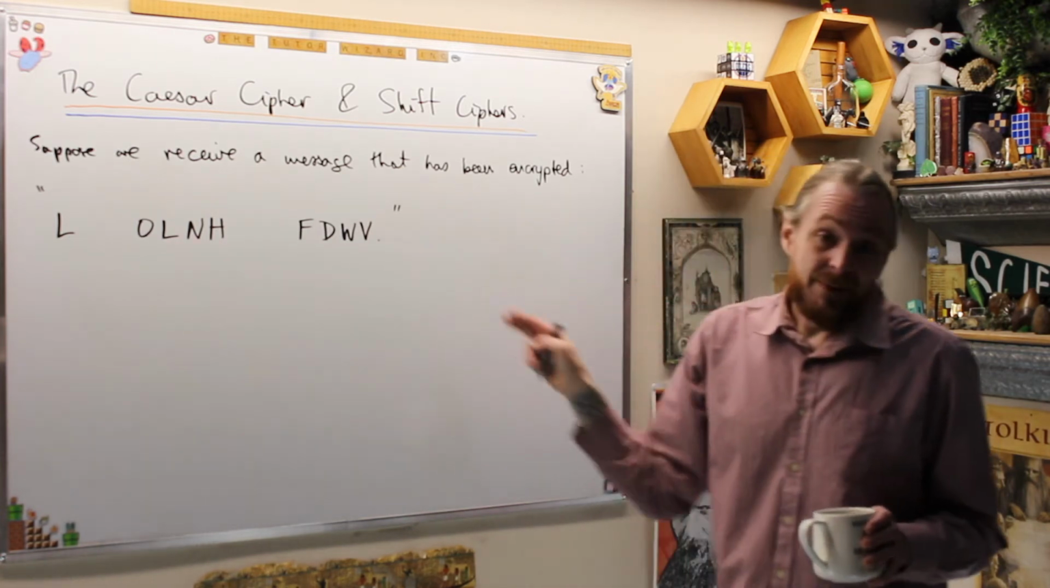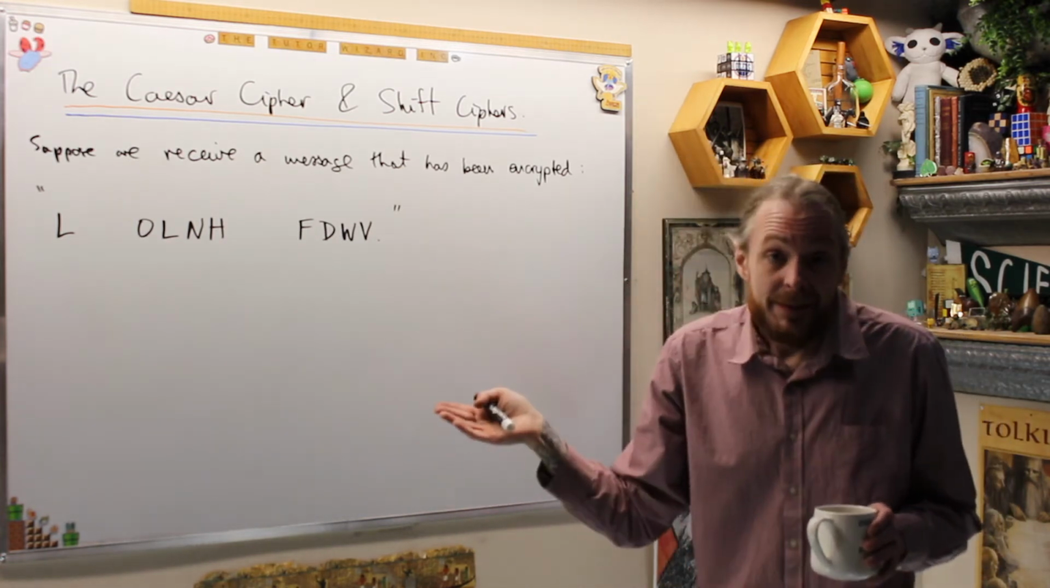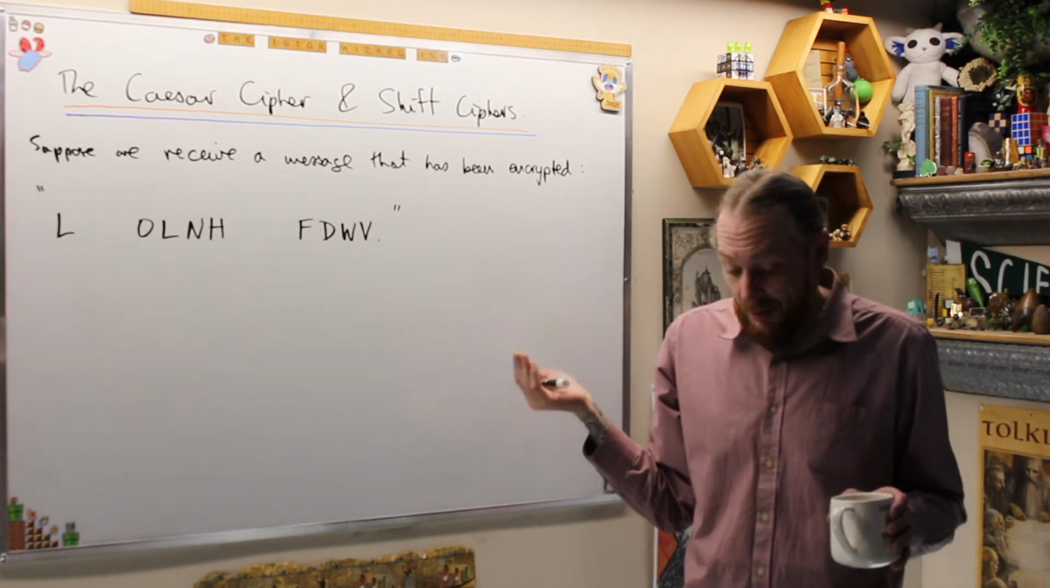I'm given this cipher text message, which is encrypted. And so I don't know how to read it yet. I want to know what the plain text is.